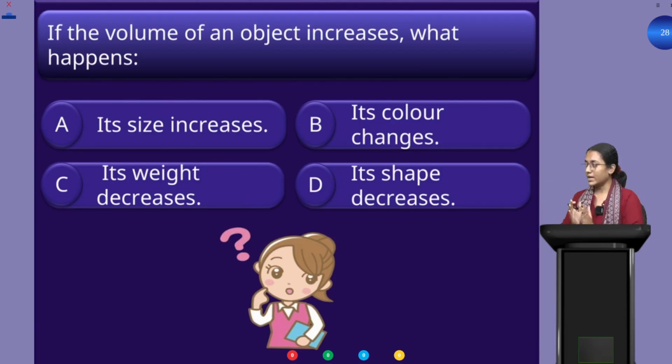So I am giving you the timer. Try to answer, everyone. Okay. So we are increasing the volume here. Volume was what? The amount of space which one object is able to capture. So if we are increasing the volume, what will happen? Will the size also increase? Or its color will change? Or its weight will decrease? Or its shape will decrease? Okay. So try to answer. I am giving you an extra 15 seconds. Everyone should answer it.